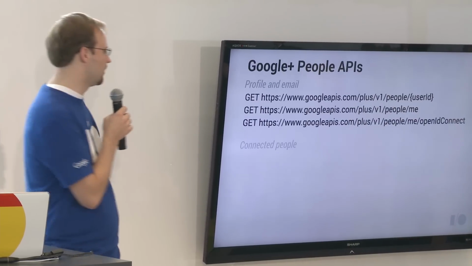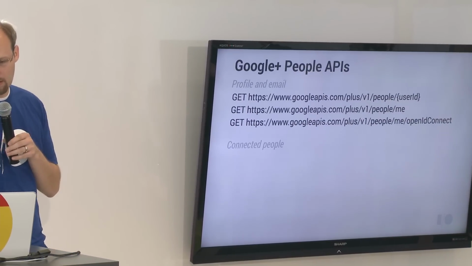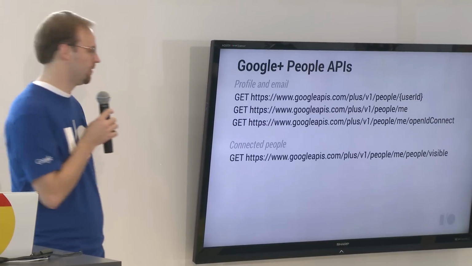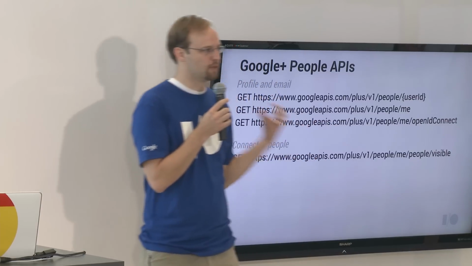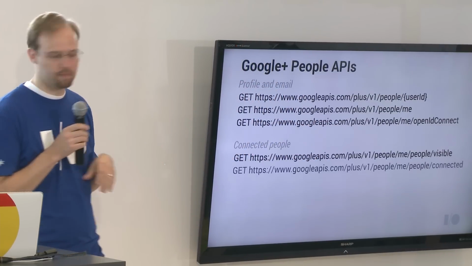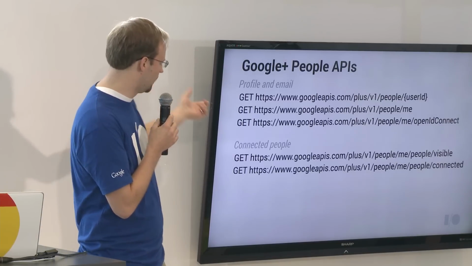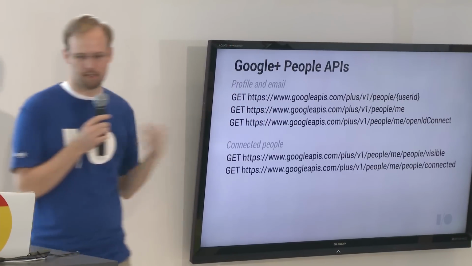This is how to get the OpenID Connect profile for the user. We also have the more social ones where you can get the people that are visible to your app, those circles that the user selected. And also there's a connected scope of it, or API that you can use to get the ones that are also connected to your app that are in their circles.